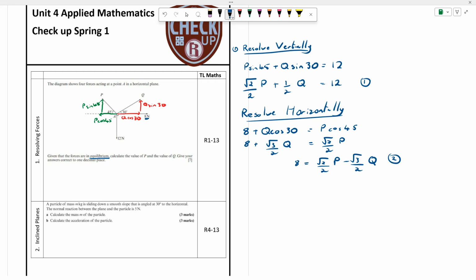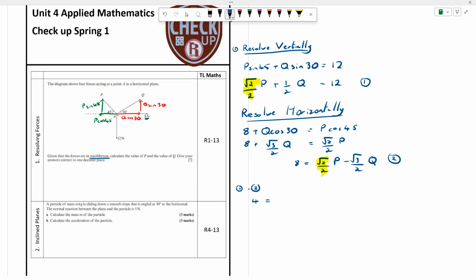Now what I'm going to do, look, if I look at these two, the p's have the same coefficient, which means I don't need to times anything or do anything like that. They're the same sign, so I'm going to subtract. So I'm going to do number 1, take away number 2. If I do that, I get 12 take away 8, which is going to leave me with 4.